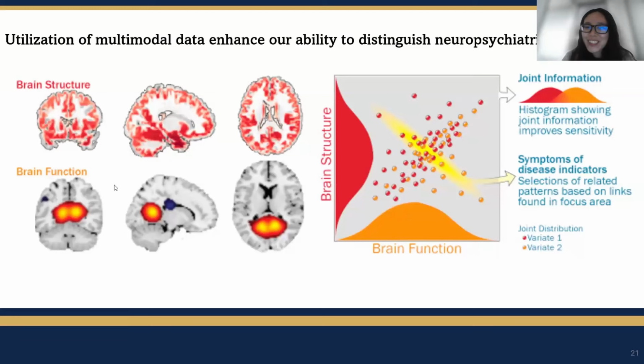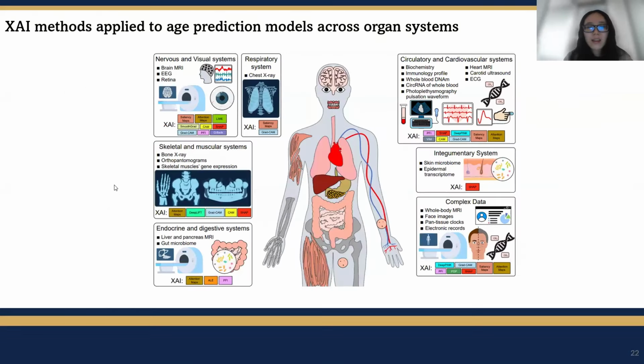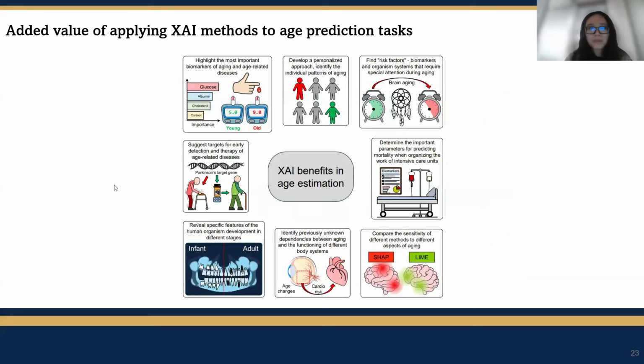And in the context of neuroimaging, we have seen the advantage of leveraging the joint distribution of multiple data sets in enhancing our ability to differentiate between different kinds of psychiatric disorders. And of course, in age prediction, there is also increasingly more data generated across organ systems to create these aging clocks or age prediction models. And this figure here is extracted from a paper that gives an overview of the different kinds of XAI methods that are commonly applied to different data types across different organs. So if you're working on age prediction, I think this is a great paper to check out.